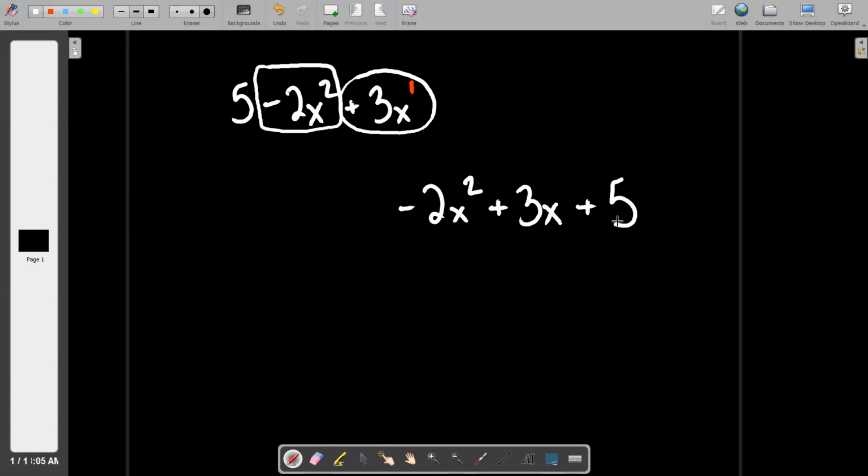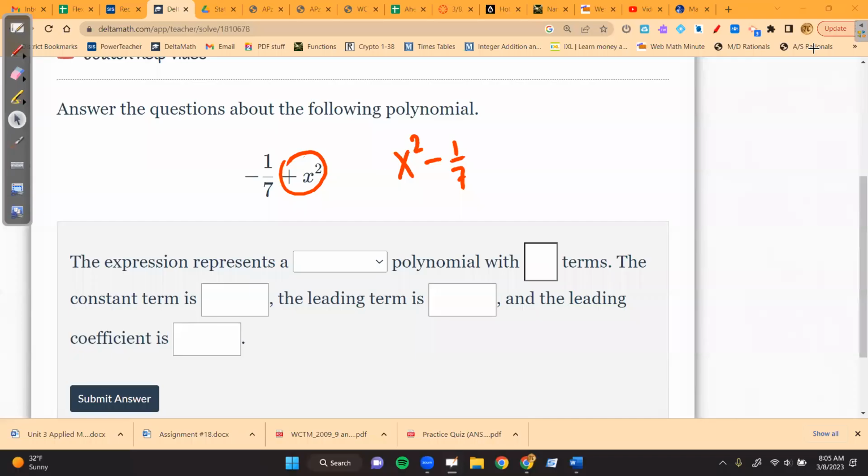So if I asked you questions about this one, first off, how many terms do you think this polynomial has? It has 3 terms. Very good. What is the leading term? Negative 2x squared. The leading term is literally the term that leads the way. After you've put it in the correct order, what is the leading coefficient? Negative 2. That's just the number attached to the leading term. And what other questions were there?